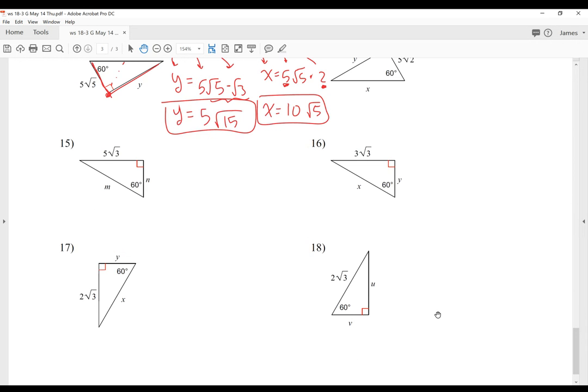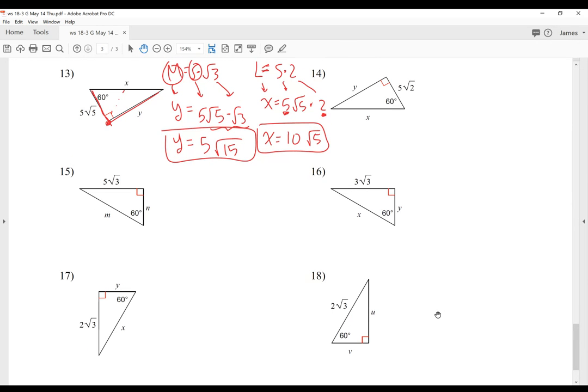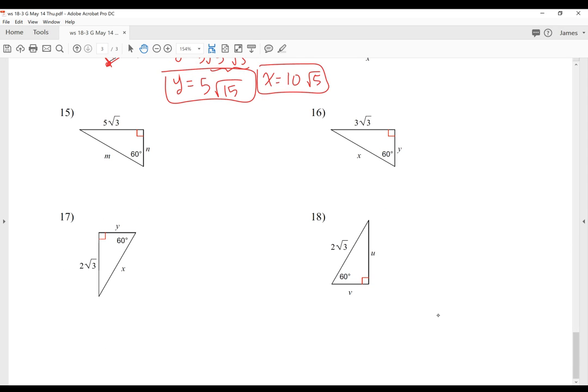Okay, I think I'm out of time, but better do one more. So that's number 17. Medium is short times square root of 3, large is twice the short, 2 times s, or s times 2, doesn't matter. So medium side in this case is this one, 2 square root of 3, and short side is the y. Well, now what are we going to do?